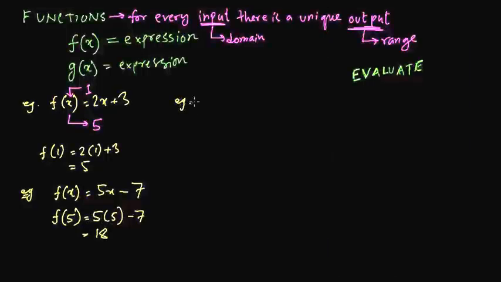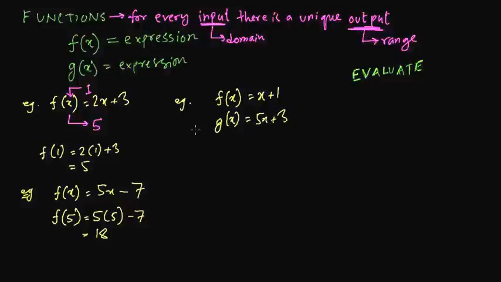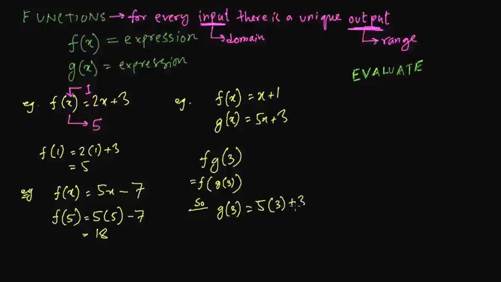Now in many cases two functions can be given. So f(x) equals x plus 1 and another function g(x) equals 5x plus 3, and they might ask you to evaluate f(g(3)). That means you have to input g(3) in the f(x) function. So first calculate g(3). g(3) is going to be 5 into 3, 15, plus 3. 15 plus 3 is 18.